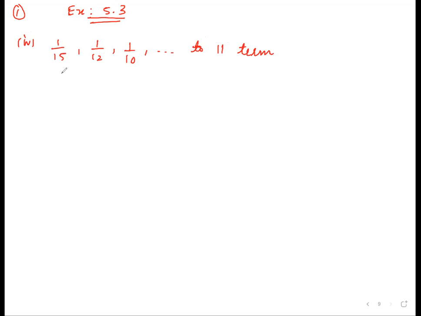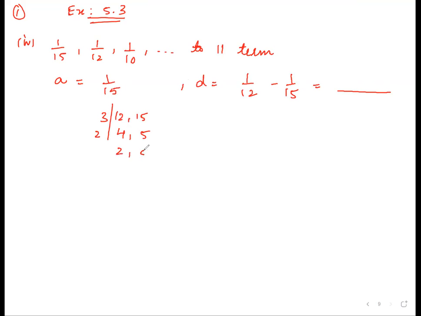Okay. So how much is A? The first term is 1 by 15. What is the common difference here? It is 1 by 12 minus 1 by 15. So take the LCM of 12 and 15. How much is the LCM? You can just check it. 3 into 4 and 3 into 5, then 2 into 1 and 5. So 3 into 2 is 6, into 2 is 12, into 5 is 60. So 60 is the LCM, right?